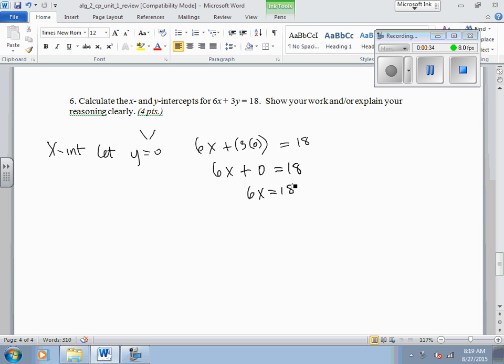Everybody okay right there? Anything I've done that's gone too fast? No? What would you do next to solve it? Divide by 6. X is equal to 18 over 6, but you're never going to leave your answers as fractions if you can reduce them. Can you simplify it? Okay, what do you get? X equals 3. That means that on the x-axis, the graph touches at x equals 3.